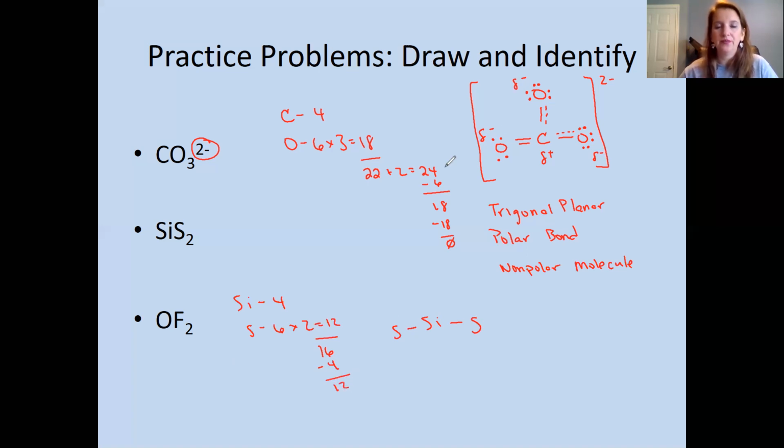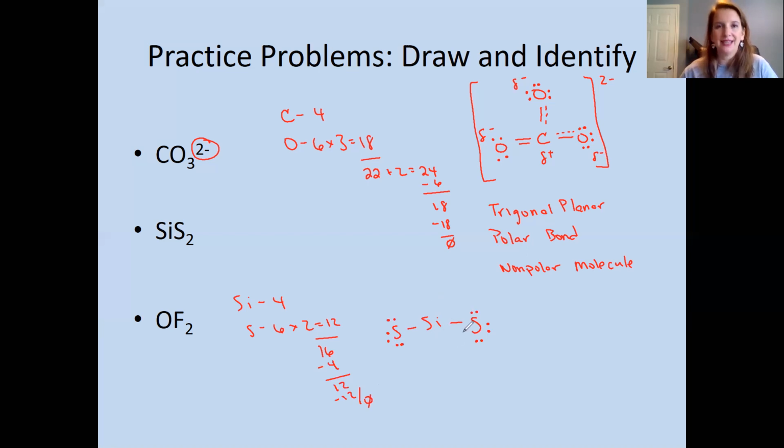Where are those going to go? They're going to go on the outsides. So 2, 4, 6, 8, 10, 12. So we've used 12 more electrons. We have 0 left. Don't forget step 5 to make sure everything is happy.